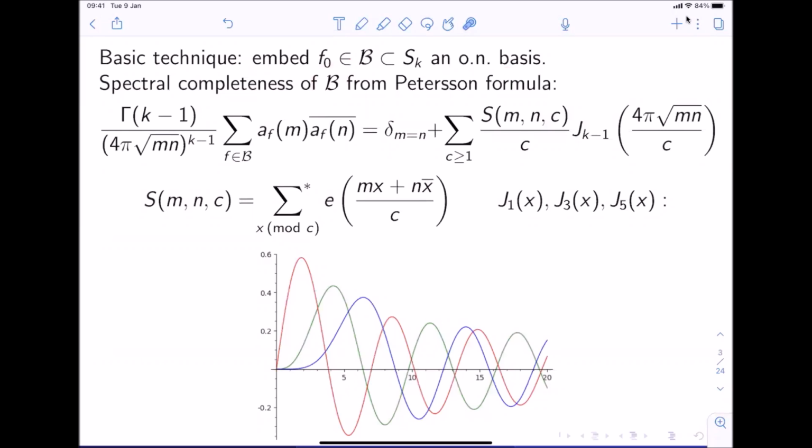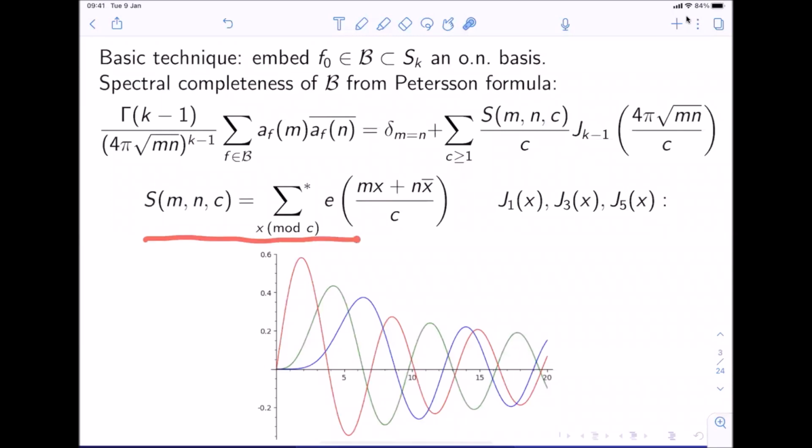So I've just written it here in detail. Here we get the product of two Fourier coefficients of f averaged over this basis, times some normalizing factors, is equal to the diagonal symbol, m equals n, plus a sum of Kloosterman sums.